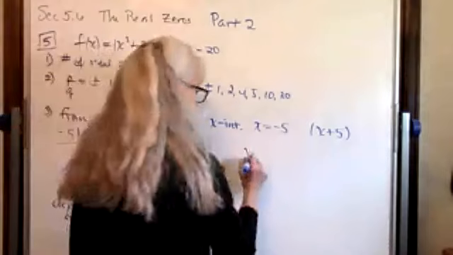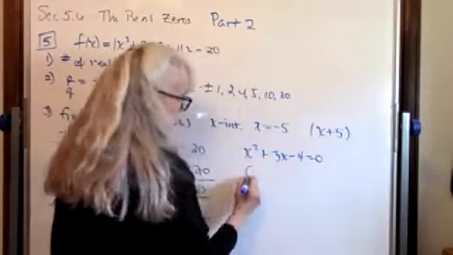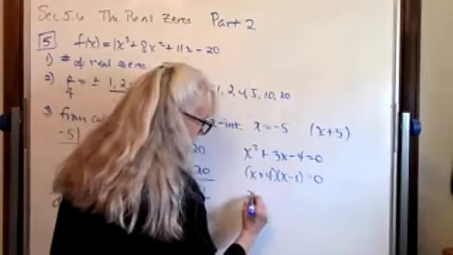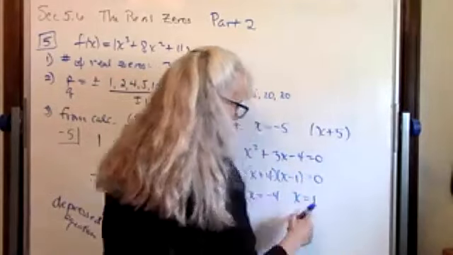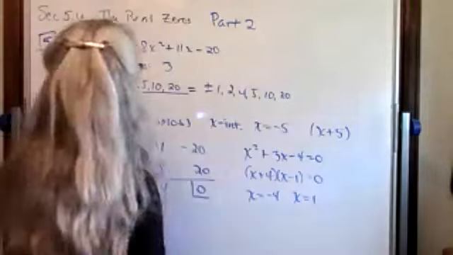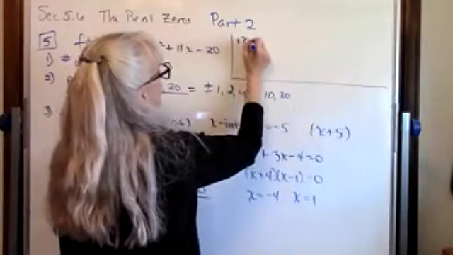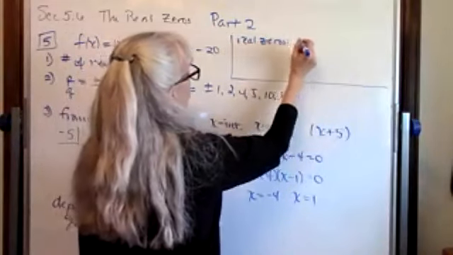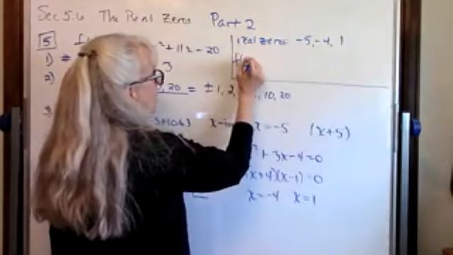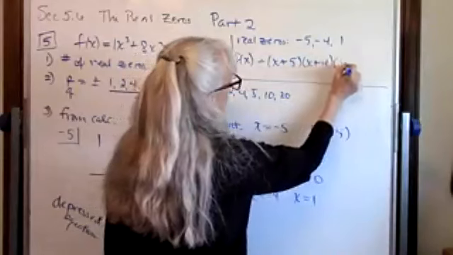So we're going to take x squared plus 3x minus 4 and set it equal to 0. That's going to give me x plus 4 and x minus 1 equal to 0. So x is equal to -4 and x is equal to 1, which are the other 2 x-intercepts from that picture. So again, we could have used any of them. To answer the question, I'm running out of room, so I guess I'll do it here. The real zeros are the -5, the -4, and the +1. The factored form of the polynomial would be x plus 5, x plus 4, and x minus 1.